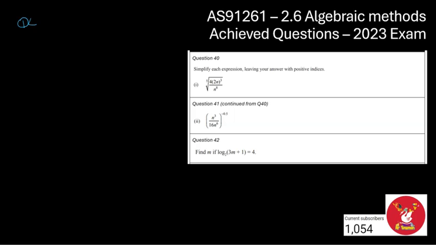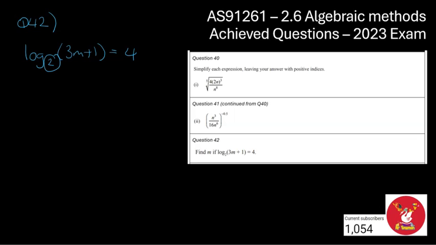Okay, I'm now on to question number 42. We've got a log question. Find m if this equation is true. So let's jot down my equation. Log with a base of 2 of (3m plus 1) is equal to 4.